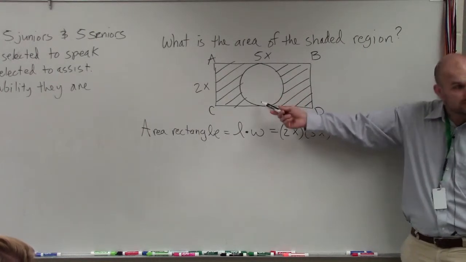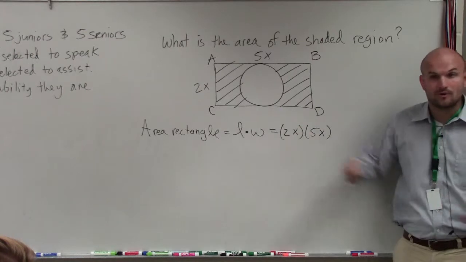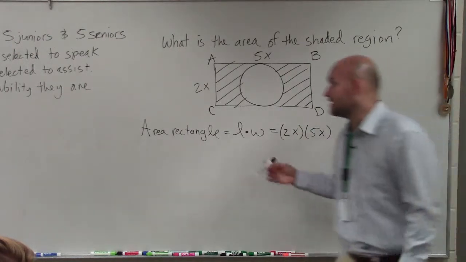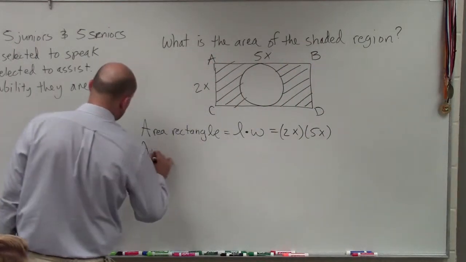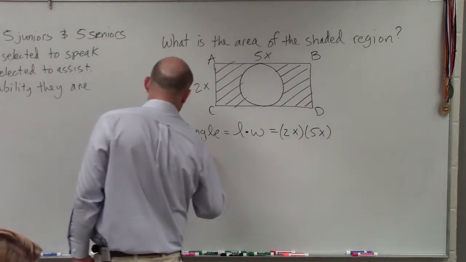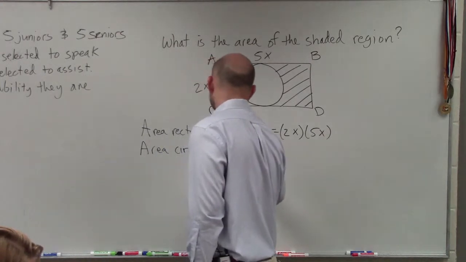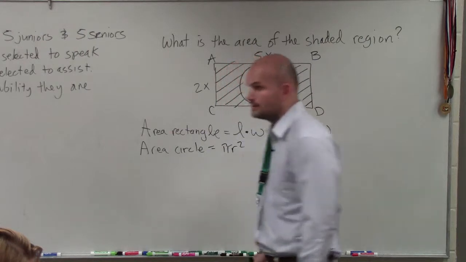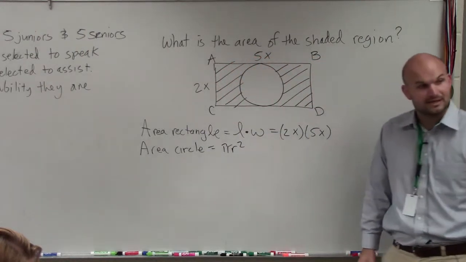Then we also have a circle. And we're talking about area. So again, if I want to find the area of a circle, I need to know the general formula for that. And the area of a circle is pi r squared, where r represents the radius.